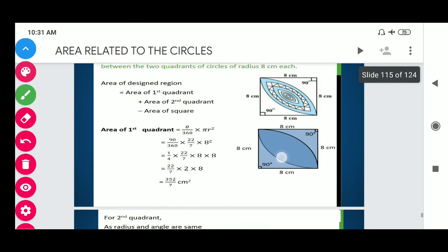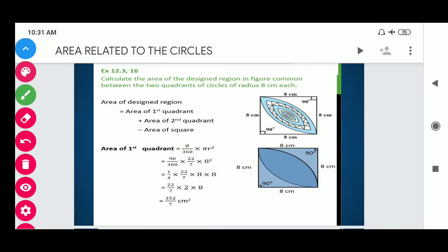Now students, we have the last question of this exercise. Question number 16. Calculate the area of the designed region in the figure common between the two quadrants of circles of radius 8 centimeter each. Here we are given two quadrants, and we have to find the designed region that lies within the square.